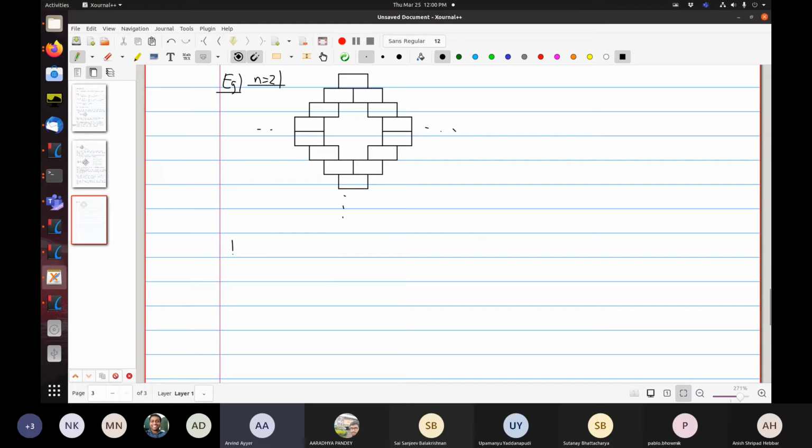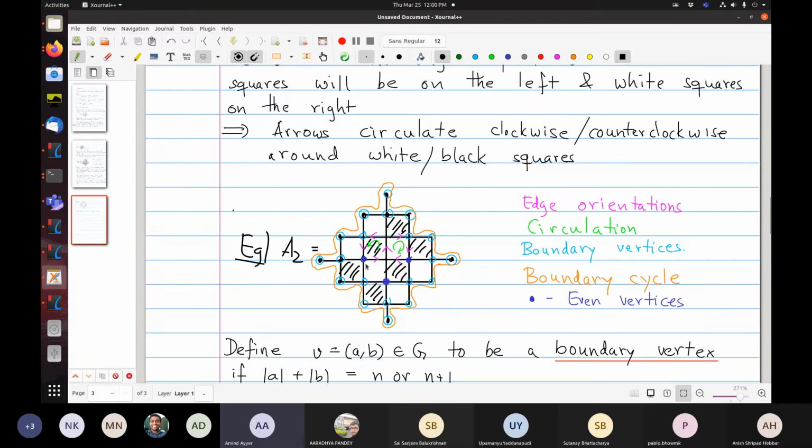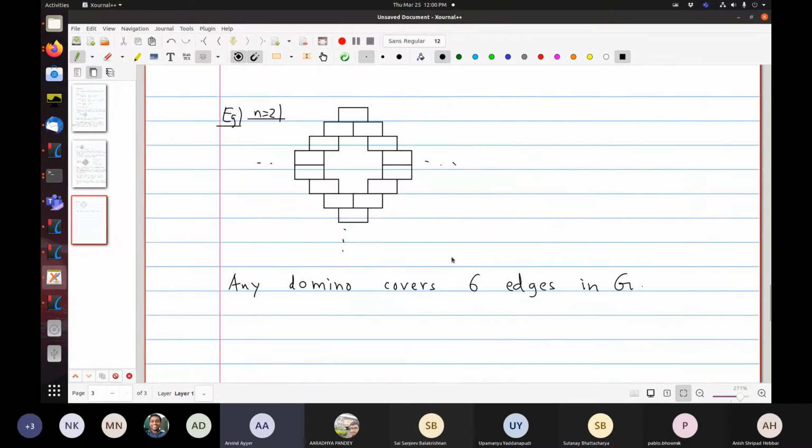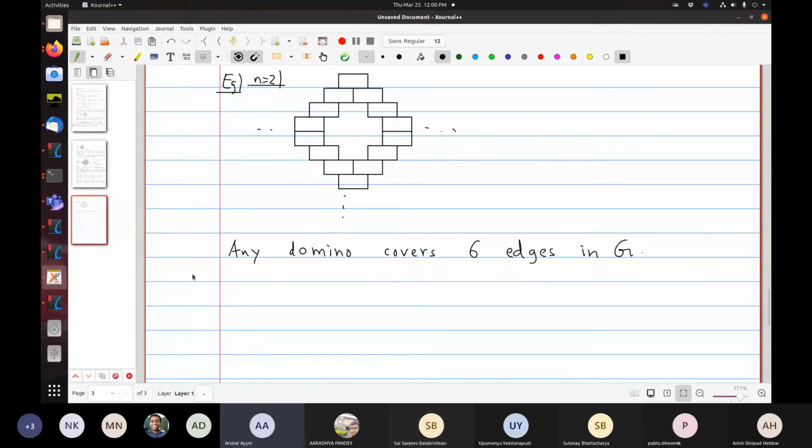Sorry. Before that, any domino covers 6 edges in G. Right. So if you look at this, for example, this horizontal domino over here will cover 1, 2, 3, and 4, 5, 6. Similarly. So this is one. That's the facts.